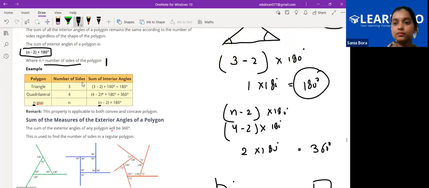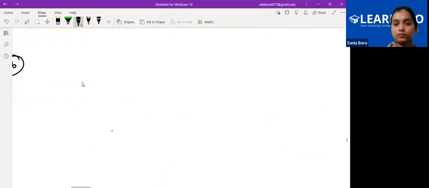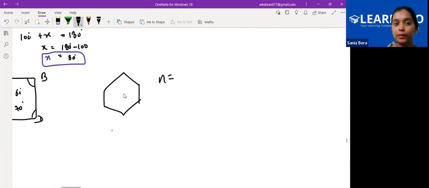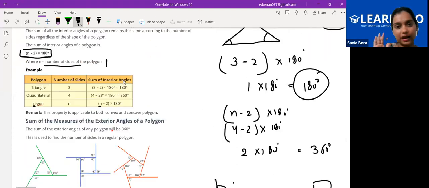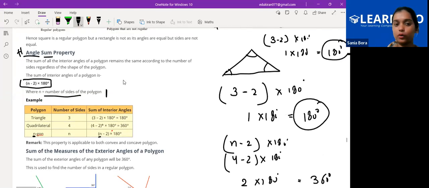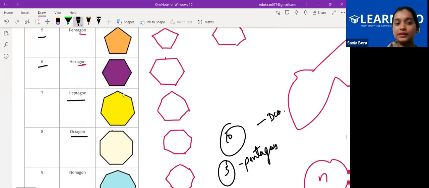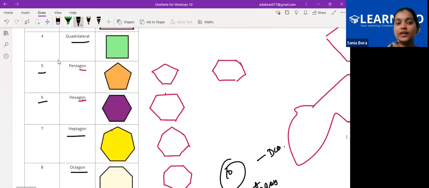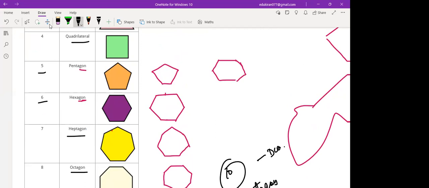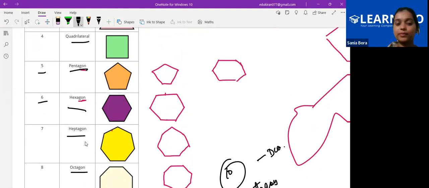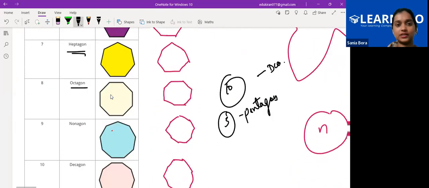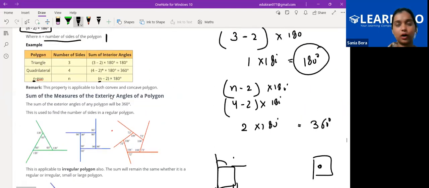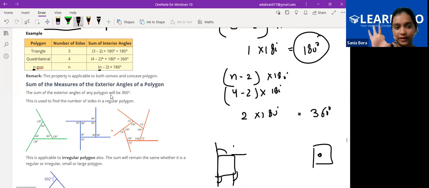What is the name of the six-sided figure? A five-sided figure is a pentagon, then hexagon. You have to remember this one. You were not there in the previous class. So pentagon, hexagon, heptagon, octagon, nonagon, decagon, all these are your figures. According to the number of sides, you will name it. Five sides, pentagon; six sides, hexagon; heptagon, like that.